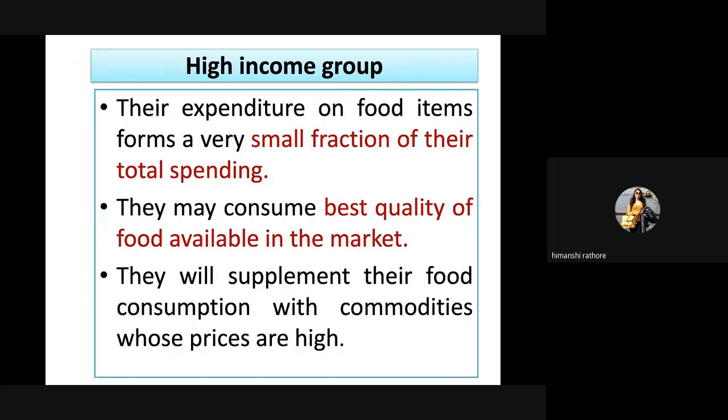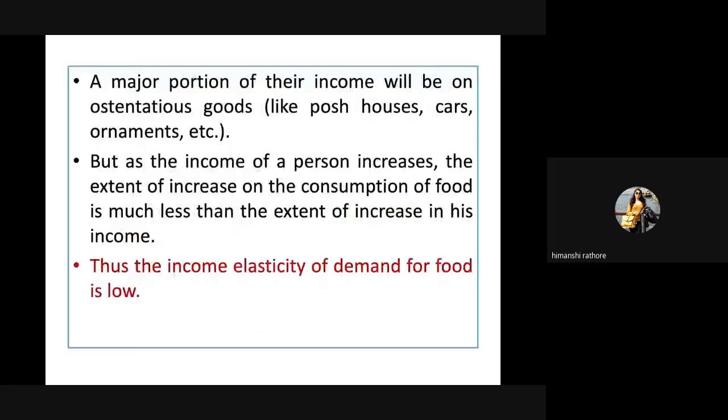Now we are moving forward to the high income group. Their expenditure on food forms a very small fraction of their total spending, because they consume the best quality of food available in the market, but still they are left with so much money that they can buy other commodities also. So they include products which are high in protein, vitamins, and minerals. They can also afford supplementation. They have a lot of money and include good quality food in their diets.